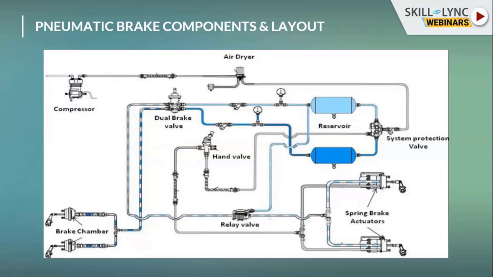The brake pressure coming to the brake chamber will push the slack adjuster through the push rod. The slack adjuster will turn the S-cam which is connected to it, and it expands the liner to the drums and the brakes are applied. This spring brake actuator will have a highly tensioned spring inside it.